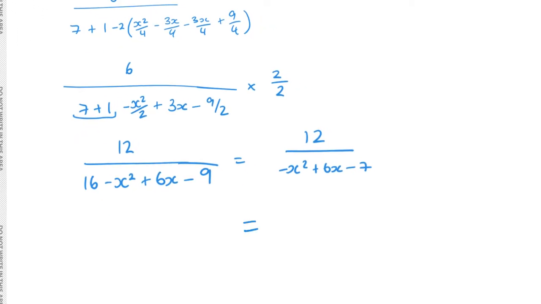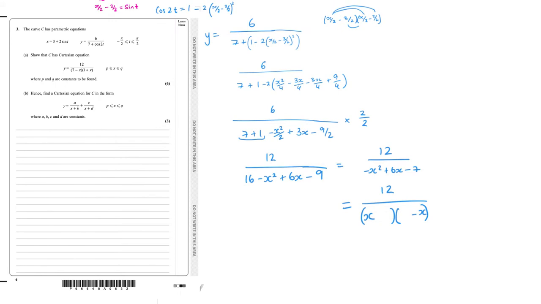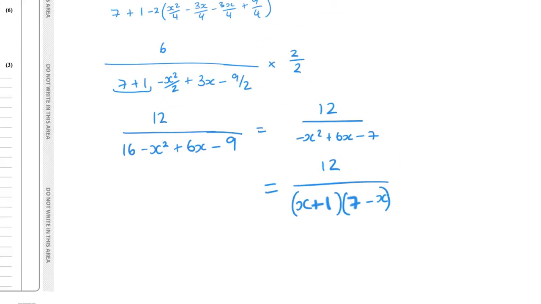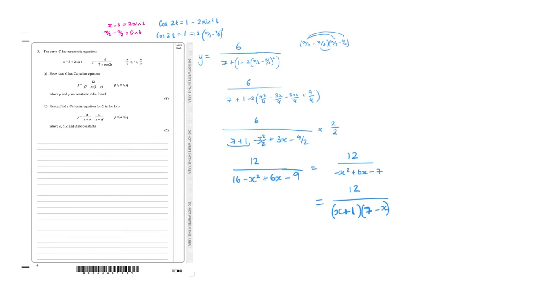Okay, which is going to give me 12 lots of, and now I need to factorise this. I'm going to have a positive x and a negative x. Two numbers that multiply to give me minus 7 but add to give me 6. It's got to be 7 and 1. They've already given it us in the equation. However, we can double check that's true. Okay, that is 6 marks. Therefore, shown.